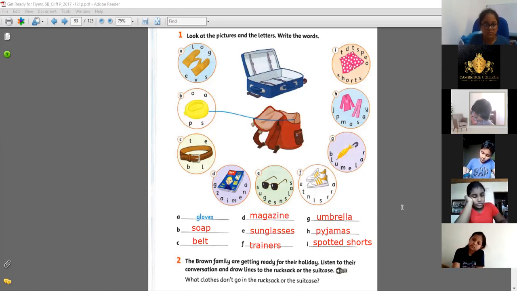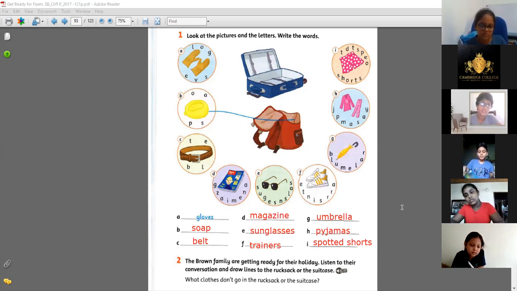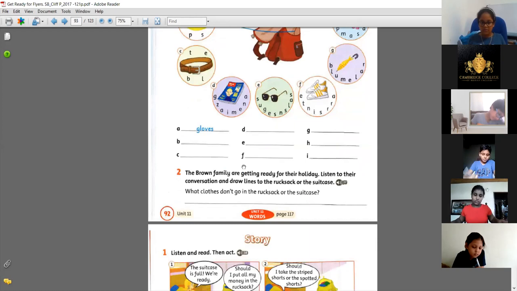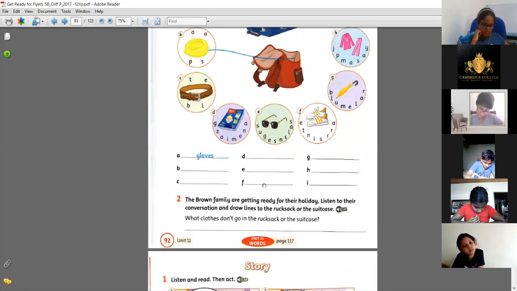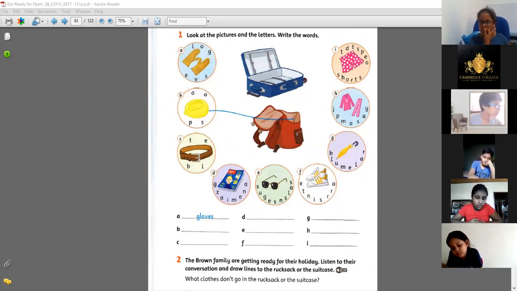Have you all finished? Yes, teacher. All right. Okay. So next, the Brown family are getting ready for their holiday. Listen to their conversation and draw lines to the rucksack or suitcase. Rucksack is this one and suitcase is this blue one. So you want to listen and draw lines. First of all, we'll listen. Then you want to draw lines.